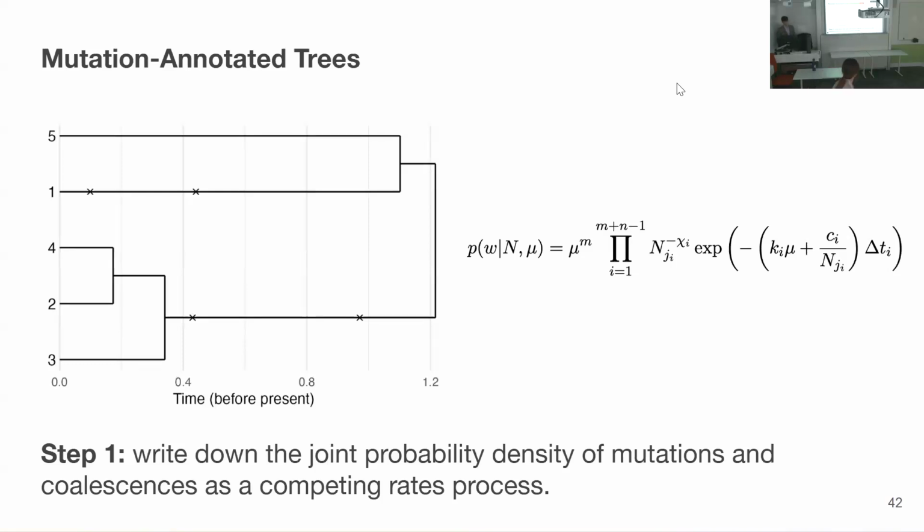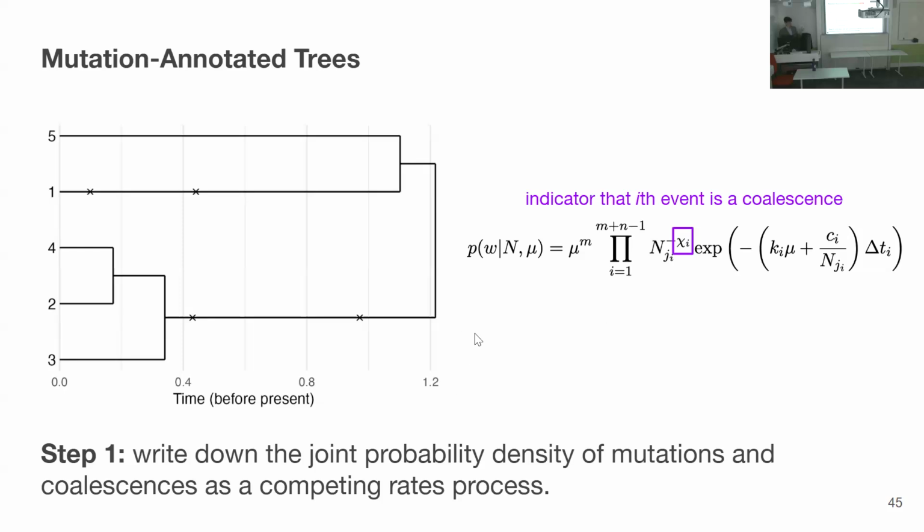Okay, so step 1 is we're going to write down the joint probability density of the mutations and the coalescences as a competing rates process. I'm going to use this letter W to represent the joint object that contains both the tree, that is the topology and its branch lengths, together with the mutations along each branch of the tree. I'll let m denote the total number of mutations, and n the total number of leaves of the tree, here 5. And this chi-i variable is just the indicator that the ith event is a coalescence.